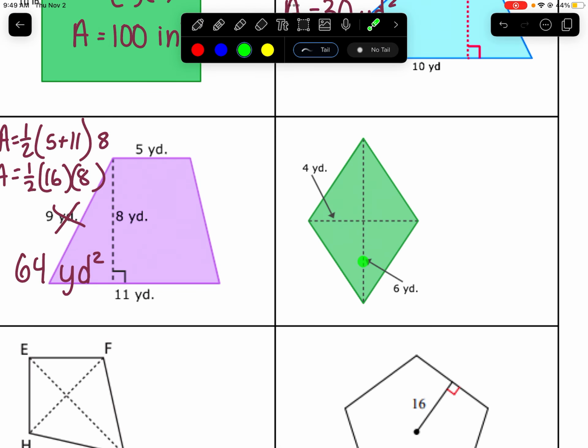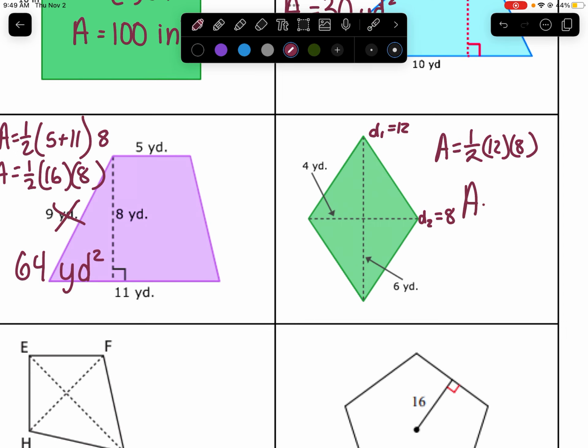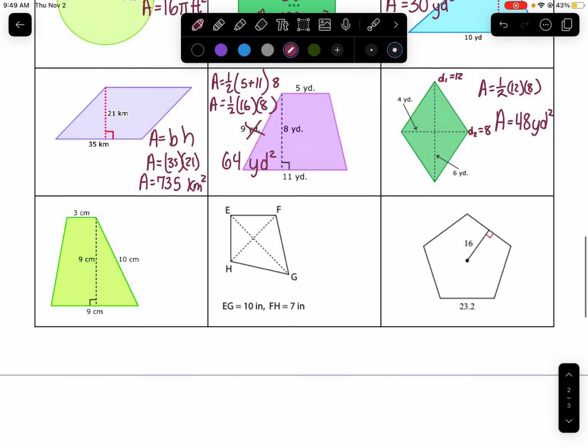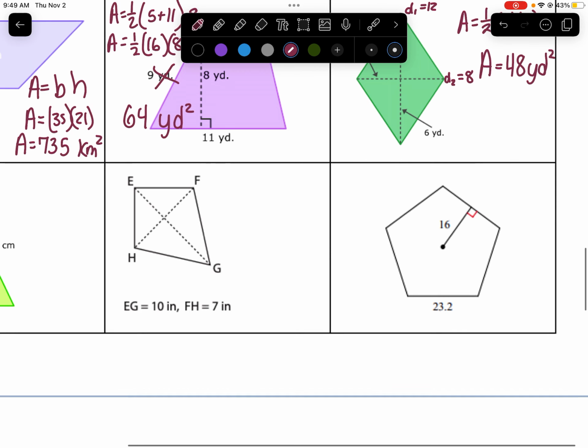Here, these arrows are pointing smack dab to the middle of this segment. So that means that our diagonal is not 6, but rather our diagonal 1 is 12, our diagonal 2 is 8. And the area of this is 1/2 of 12 times 8. And so I'm going to do this like this. 1/2 of 8 is 4. 4 times 12 is 48. 48 square yards. I'm going to skip over this last trapezoid and move on to the kite and regular polygon.